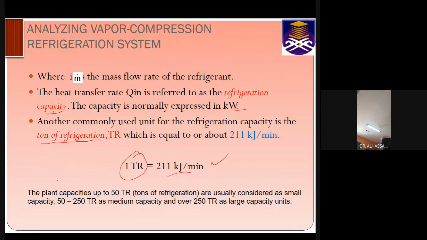Okay, so then plant capacities up to 50 tons of refrigeration are usually considered small capacity, whereas 50 to 250 tons of refrigeration are medium capacity, and over 250, these are large capacity. So normally these are in the malls or supermarkets where they have large cold houses, and they are operated based on this 250 tons of refrigeration.